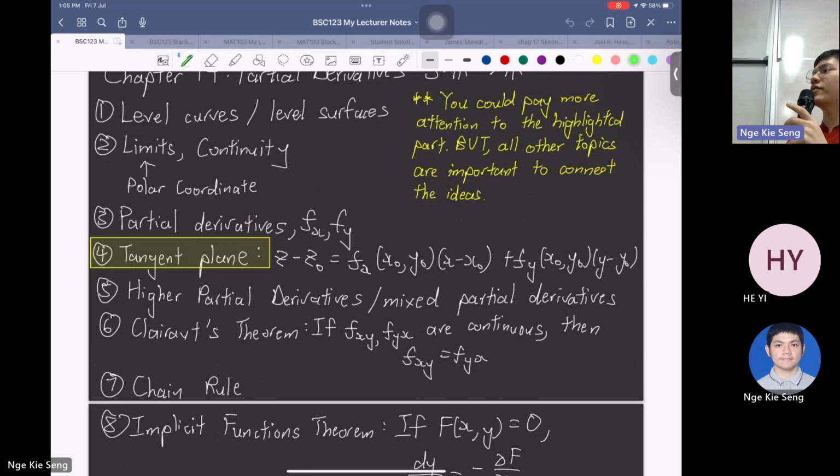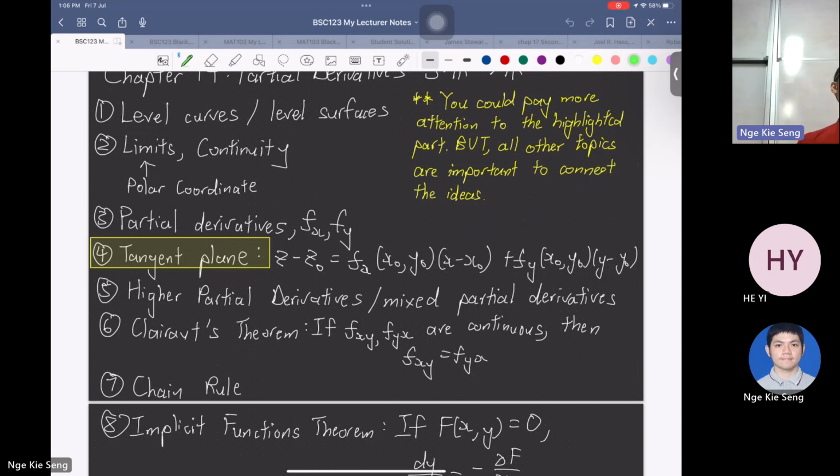Then we can differentiate further: higher and mixed partial derivatives, because you can take different orders. How do these compare? By Clairaut's theorem, as long as the second order mixed partial derivatives are continuous, they are equal. Then we do the chain rule and the implicit function theorem.